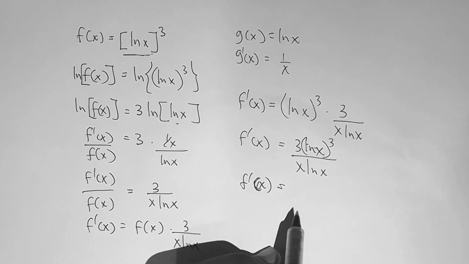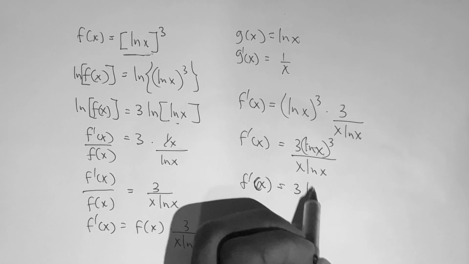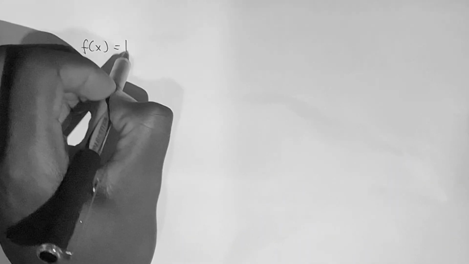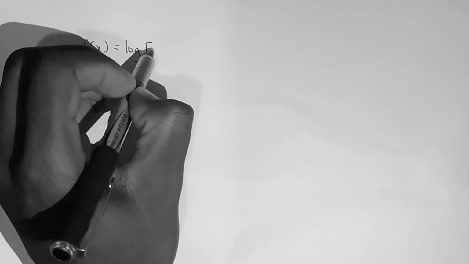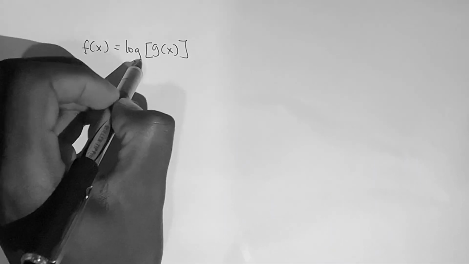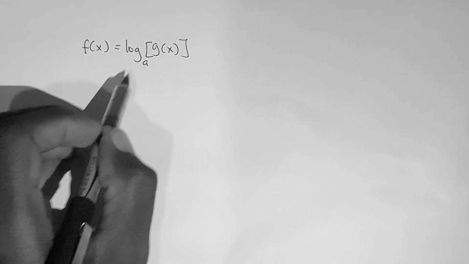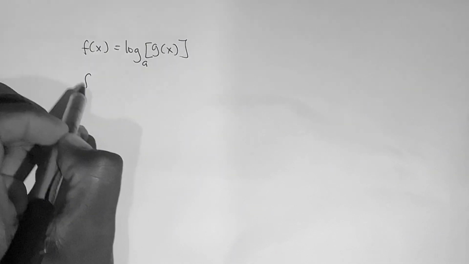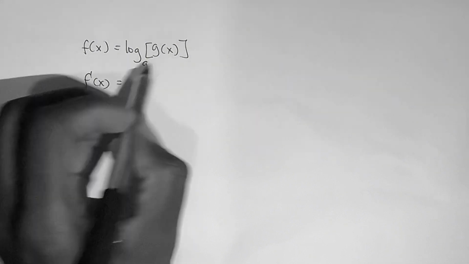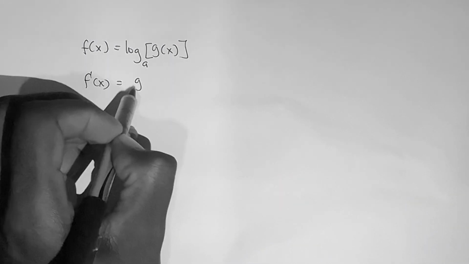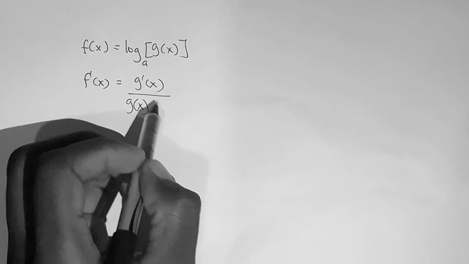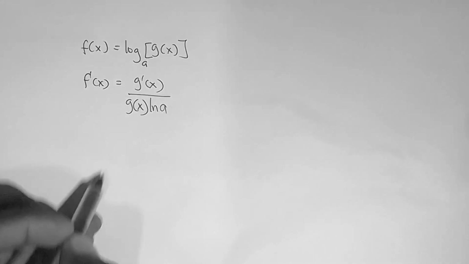So this becomes 3 ln x exponent 2 divided by x. Now, what if f of x is equal to log of g of x base a? You see that the first one was a natural log, and then this one is the normal log. So now the rule says that f prime of x is equal to, you differentiate g of x, you get g prime of x divided by g of x, but this time you compensate the log with ln a.